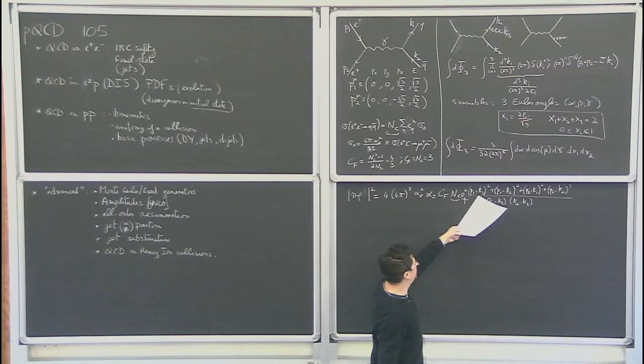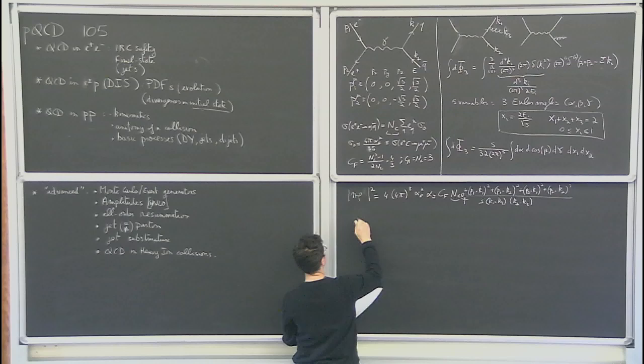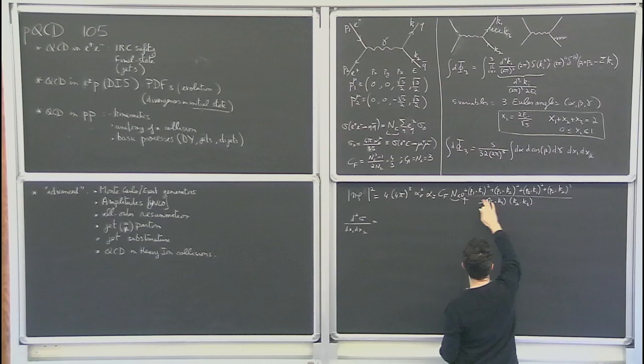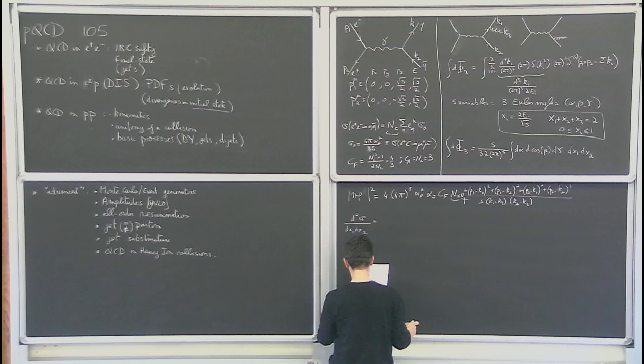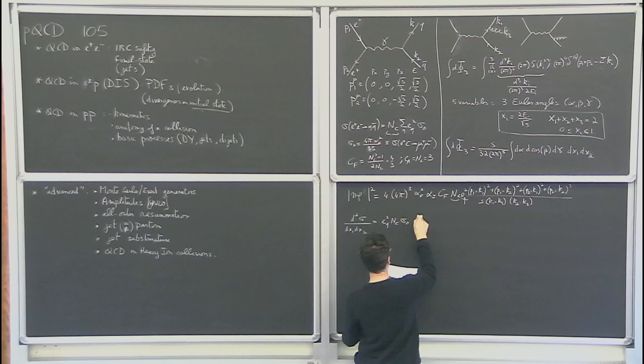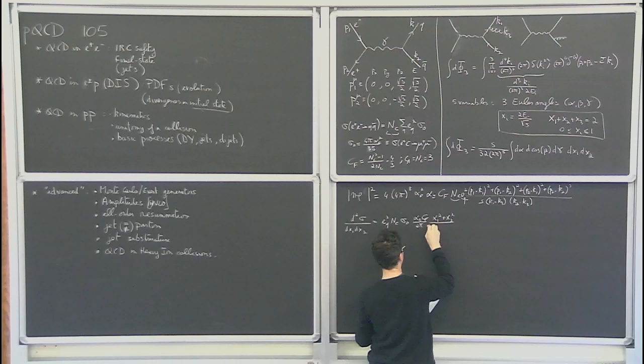Anyway, at the end of the day, what you get is that d2 sigma over dx1 dx2 is, putting all these factors together, you get integration over alpha, beta, and gamma of all these guys. It's only p1, p2, and these numerator products that have to be integrated over, and you get something like eq squared times nc sigma 0 alpha s CF over 2 pi times x1 squared plus x2 squared over 1 minus x1, 1 minus x2.